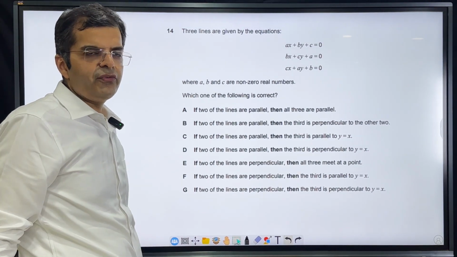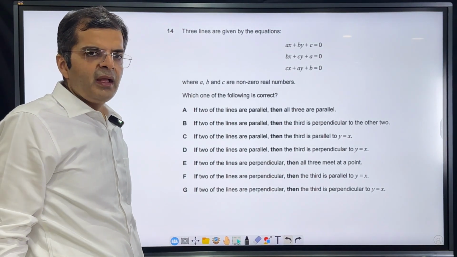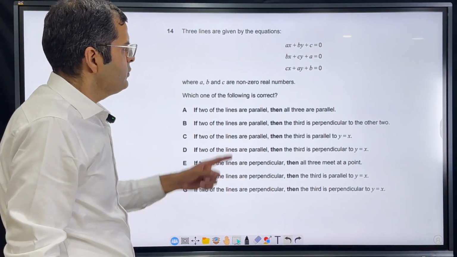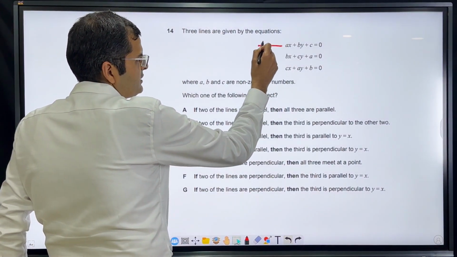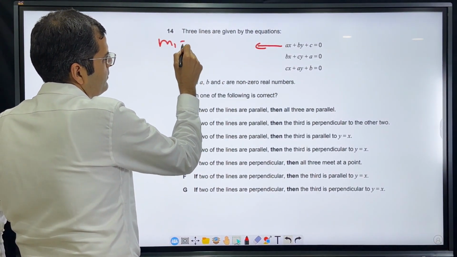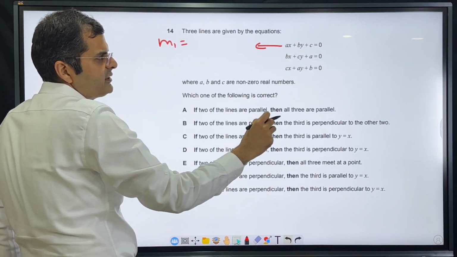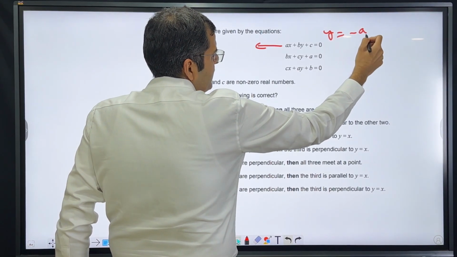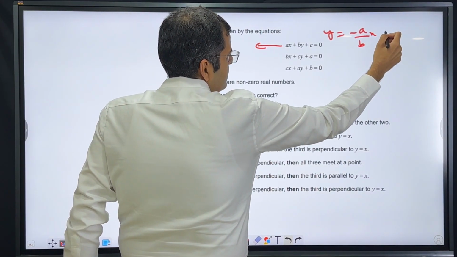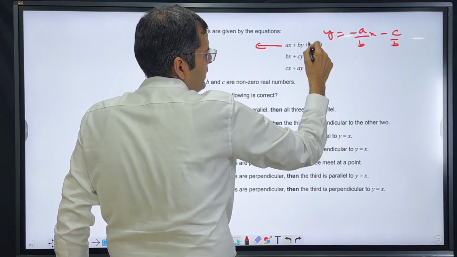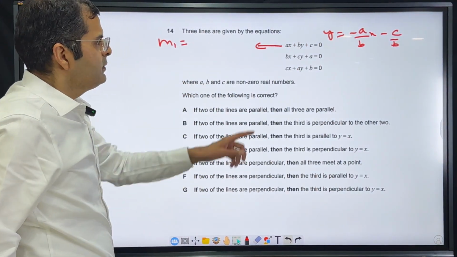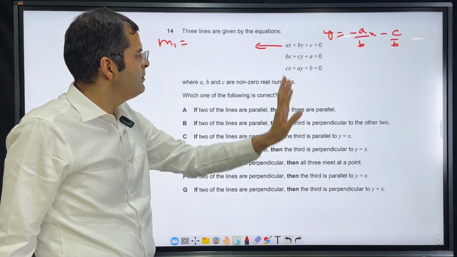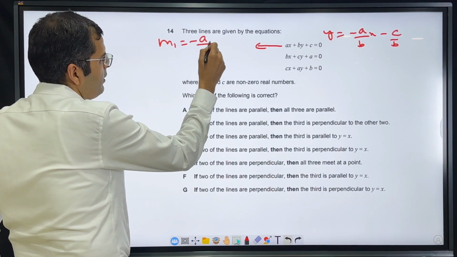We know that if 2 lines are parallel, their slopes are equal. And if 2 lines are perpendicular, product of their slopes is -1. So we will find the slopes of each of them. So the first line, let me write the slope m1. Ax plus by is equal to c. So I can say that this is y is equal to minus a by b x minus c by b. Okay, this c goes over there, so this is minus ax minus c, and you divide by b. So m1 becomes minus a upon b.